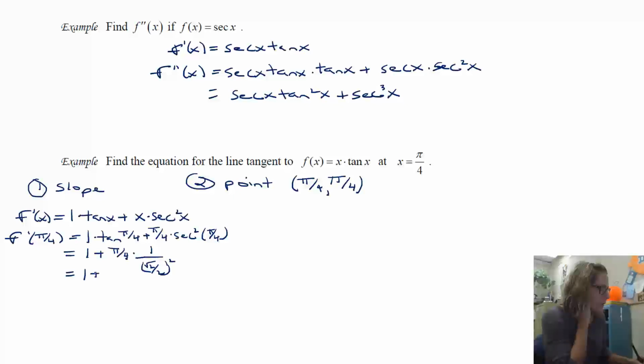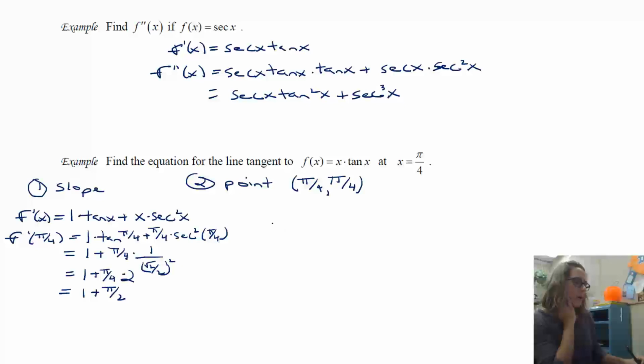And so that's going to give us 1/2, because we square it, so we get 2 over 4, and that gives us 1/2. And then because it's the reciprocal, we have 1 divided by 1/2, which is 2. So for the slope, we get 1 plus pi over 2 when we simplify. So that's the slope of our line.